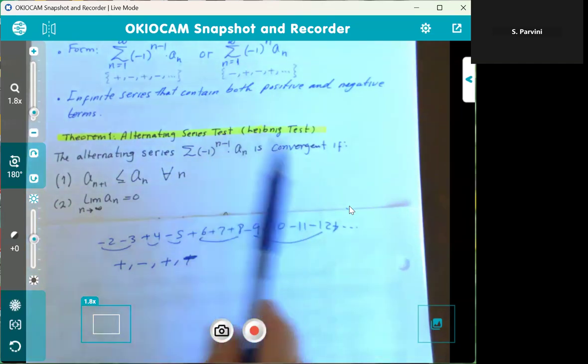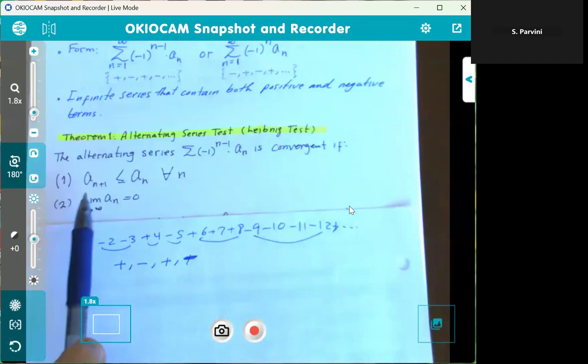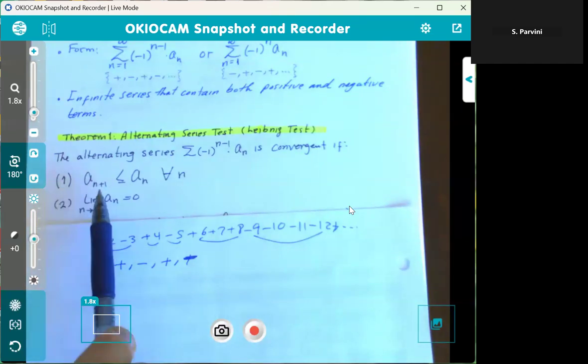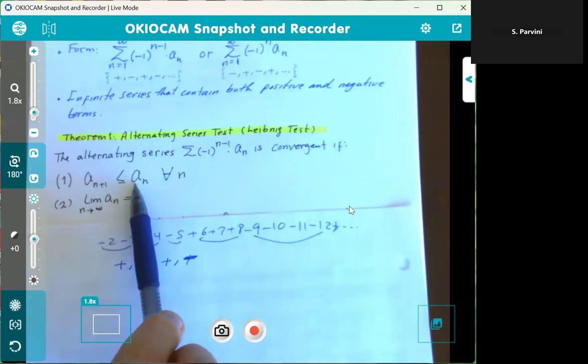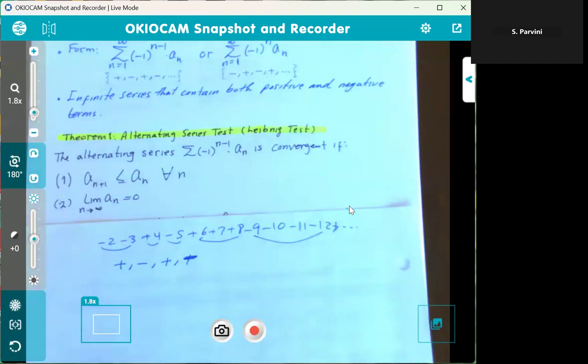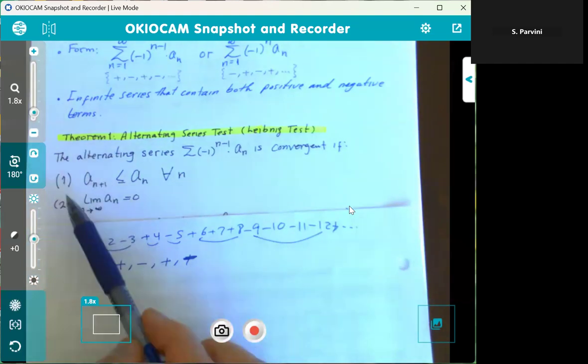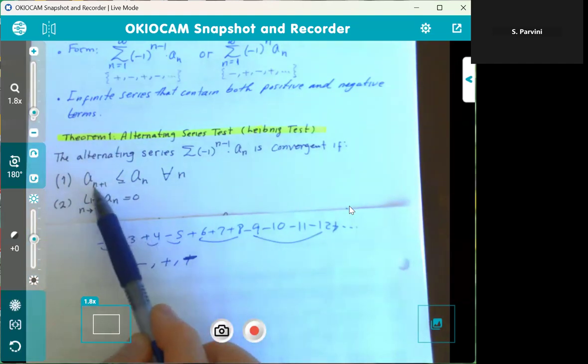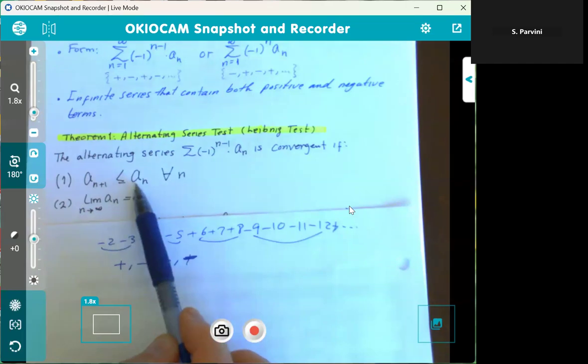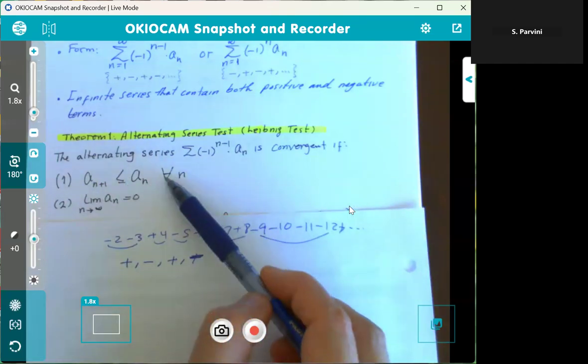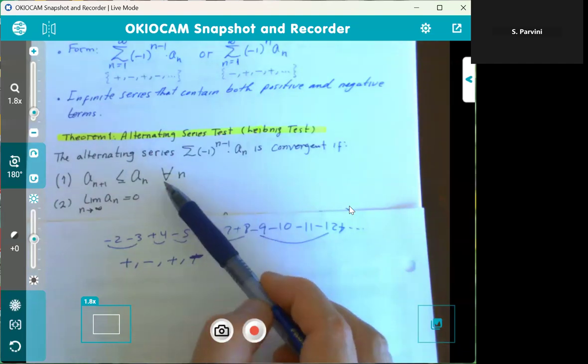The series is convergent if, number one, the next term in the series is less than or equal to the previous term in the series. So what number one implies is that if the next term is less than the term prior, then the sequence must be decreasing. And this is for all, or for every, the symbol I have. This is a universal quantifier. So that means for every n.